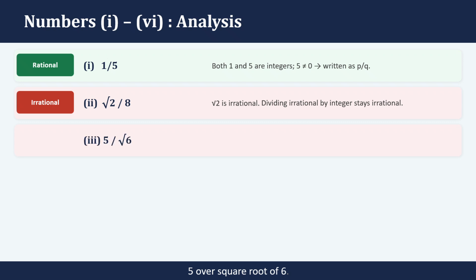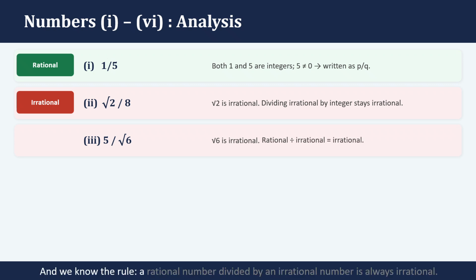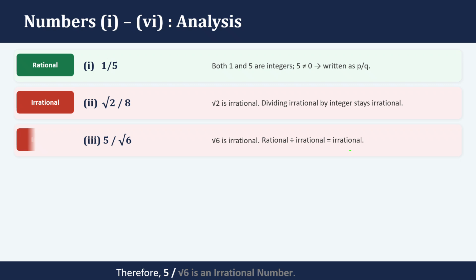5 over square root 6. Here we have 5 divided by square root of 6. The numerator, 5, is a rational number, but the denominator, square root 6, is irrational, because 6 is not a perfect square. And we know the rule, a rational number divided by an irrational number is always irrational. Therefore, 5 over square root 6 is an irrational number.